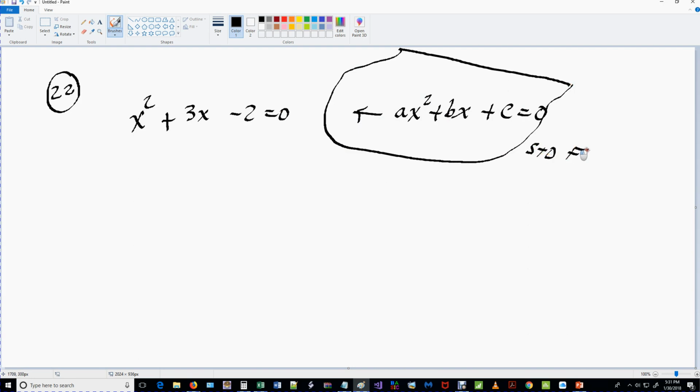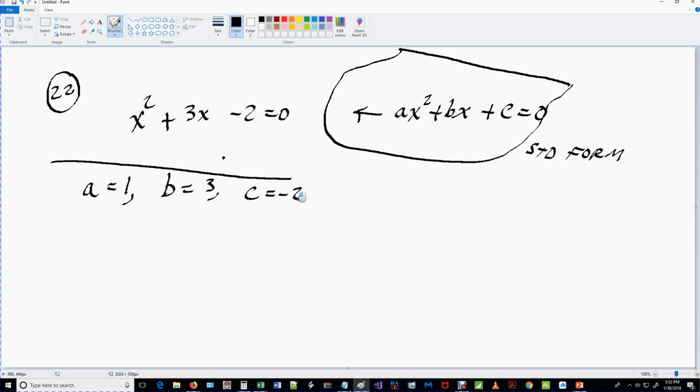And it's called the standard form because once you write it in this order, meaning the square first, then the number with x's, and then the constant, you automatically know what a is, b is, and c is. So alright, this is written in the standard form, meaning the squares first, then the x's, and then the constant. And right away you know a will be 1, b will be 3, and c will be minus 2.